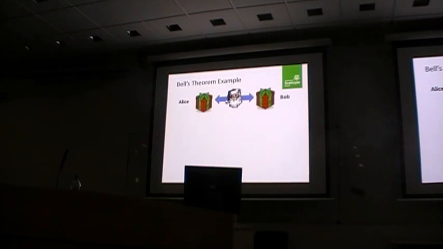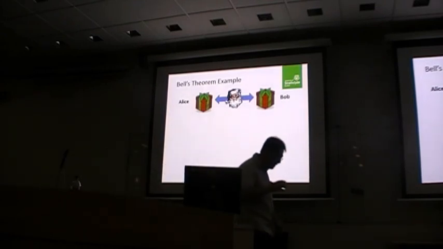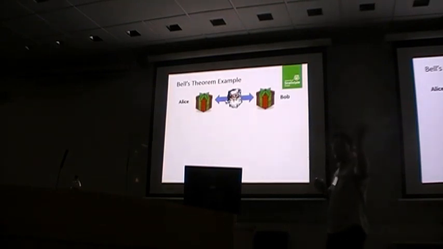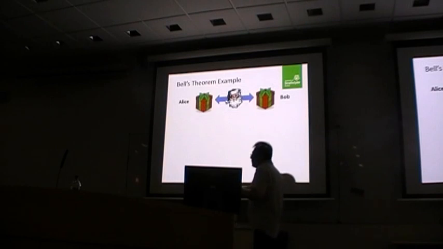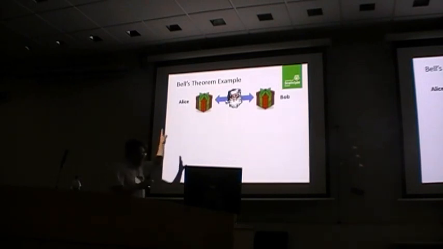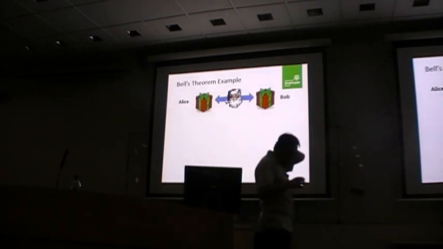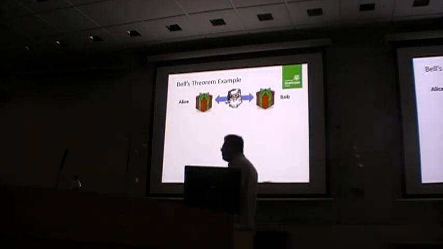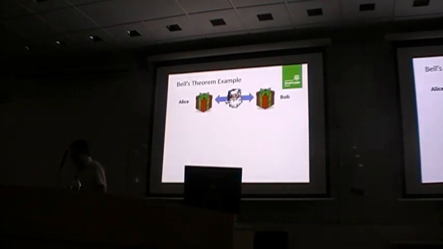So here's an example where it's Christmas morning, and Santa has given presents to Alice and Bob. And Alice and Bob live far away from each other, so we've got locality. So whatever Alice does shouldn't influence what Bob gets, right? So these are classical boxes, presents, and Santa has decided to play a trick in that he's actually put one sock in each box. Right, so it's a pair of socks. There's one sock in Alice's box, there's one sock in Bob's box.